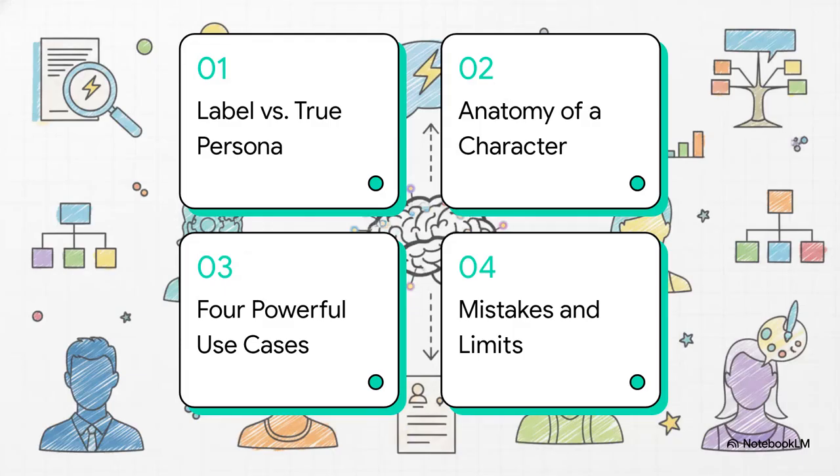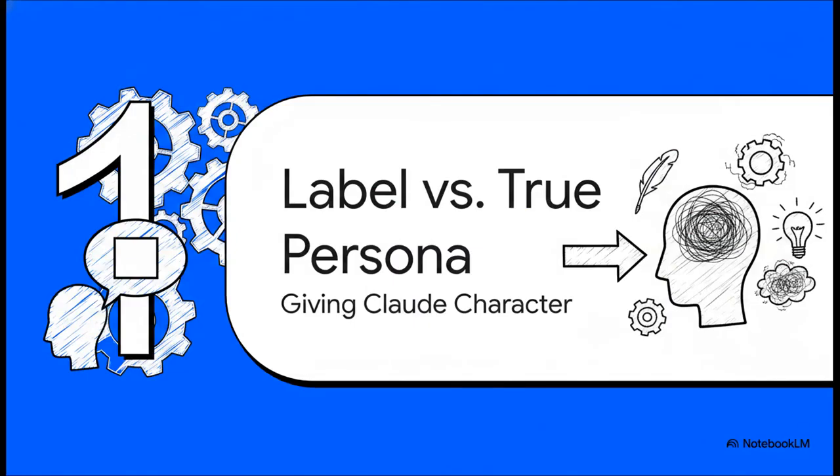We've got a highly structured masterclass for you today, and here is our roadmap. First up, the fundamental difference between a label and a true persona. Second, the anatomy of a character. Third, 4 powerful use cases. And finally, common mistakes and limits. All right, part 1, label versus true persona.